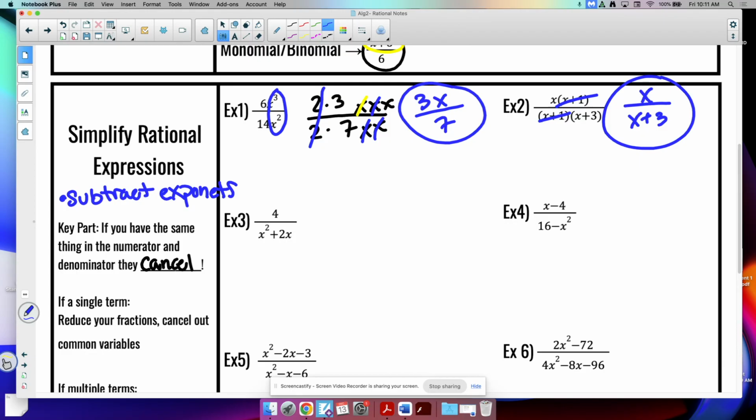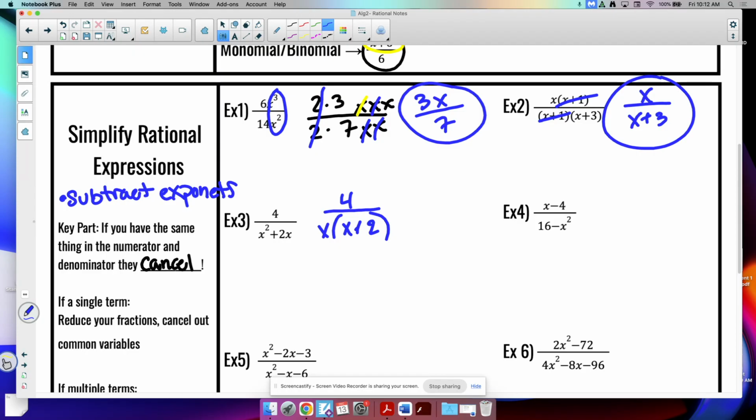The way that these are going to get tricky is in the third example, that denominator isn't factored. So in order to be able to start canceling things, you need to have them in their multiplication pieces. So you need to make sure everything is factored. 4, not going to factor that. In the denominator, how would you factor x squared plus 2x? Yeah, what's our GCF here? What's left over? So make sure everything is factored.